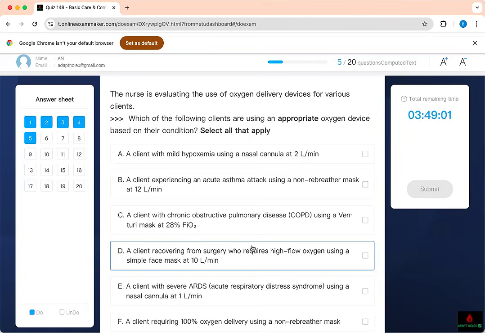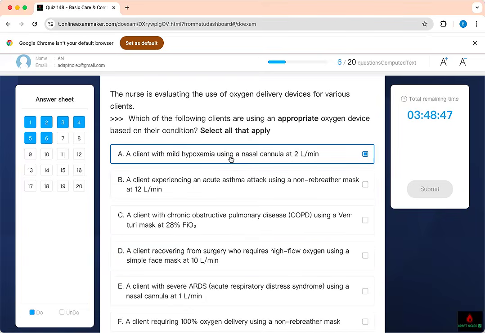Number one, the key aspect, the client with mild hypoxia using nasal cannula. Nasal cannula, you can use it if your saturation is like 95, 96, 97, mild hypoxia. You're doing the right thing. The client experiencing acute asthma attack needs something aggressive. Non-rebreather can give you up to like 10 to 15 liters and 100% oxygen.